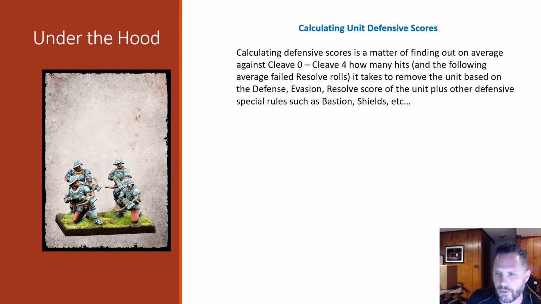Okay, then we have defense. So how I do the defensive score is I need to know how many hits on average it takes to take this unit down against cleave 0 all the way to cleave 4. And yeah, I could have gone higher, but in this case, I think cleave 4 is the highest that I can see without buffs. So again, it's being applied across all of the game. So if it's being applied across all of the game, everyone's following these same standards. So I want to know, based off of my defensive scores, which is my defense score, evasion score, resolve score, bastion, shields, how can I hold up against offensive attacks coming at me?